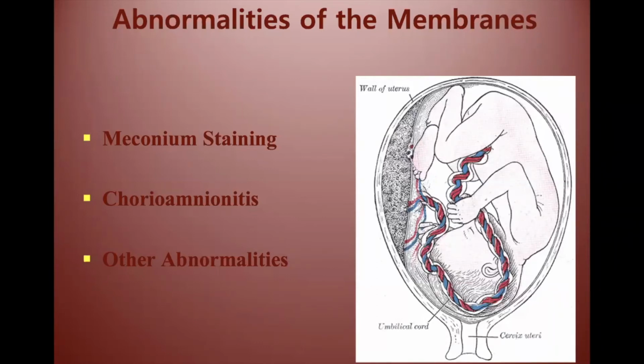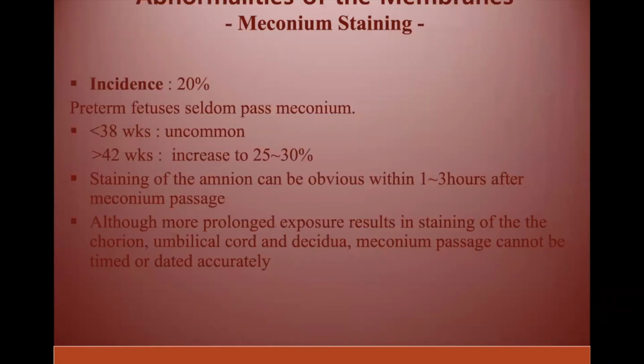Abnormalities of the membranes: meconium staining, chorioamnionitis, and other abnormalities. Meconium staining, fetal passage of meconium before or during labor, is common, with cited incidences that range from 12 to 20%. Importantly, staining of the amnion can be obvious within 1 to 3 hours, but its passage cannot be timed or dated accurately.